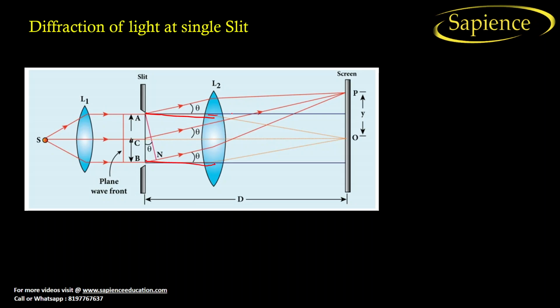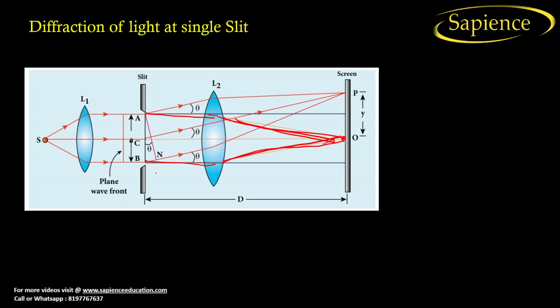When they travel the same distance in reaching O, hence the path difference between them is 0. There is no path difference. See here, the same distance has been traveled by both sources. That's why the path difference is 0, so intensity will be maximum.